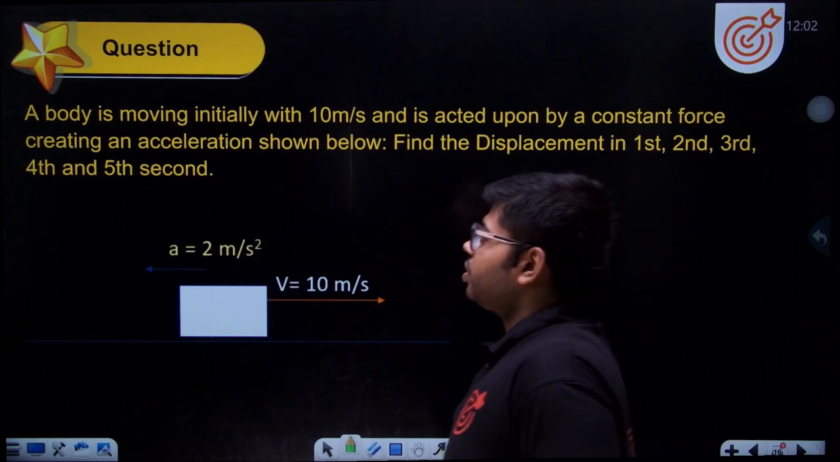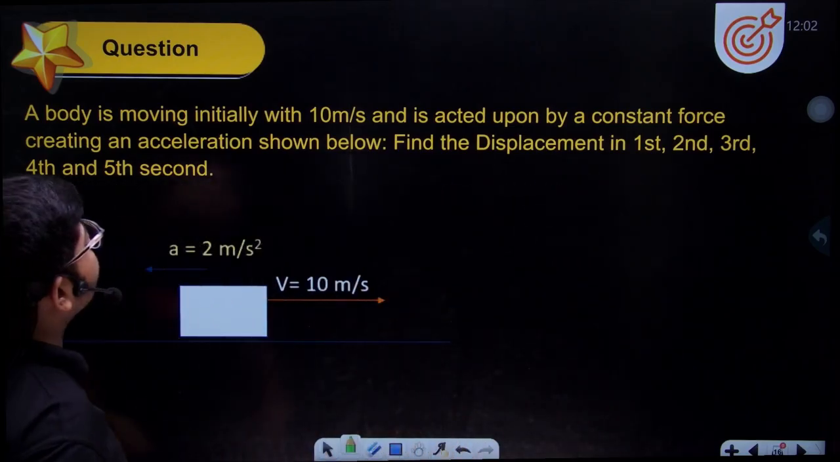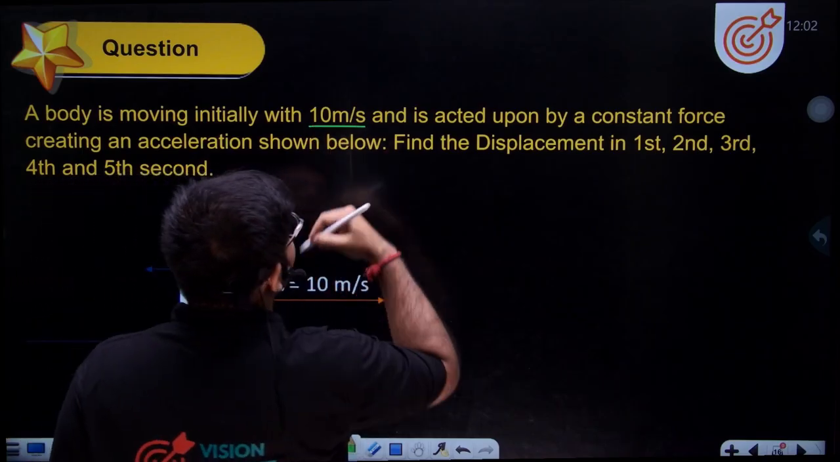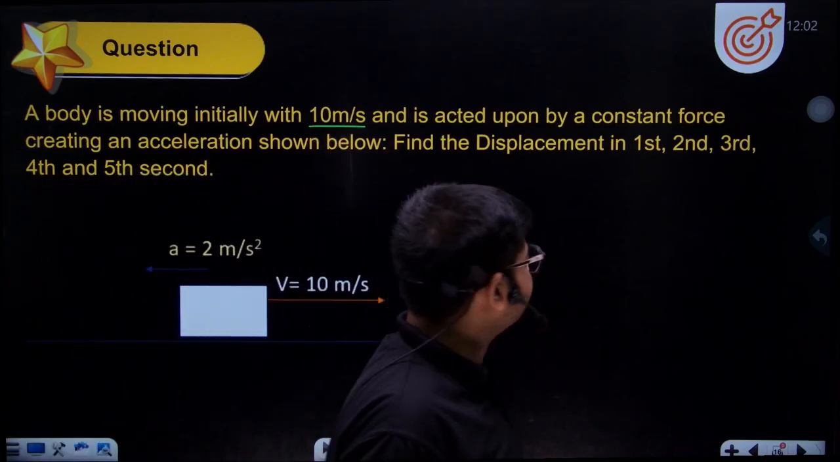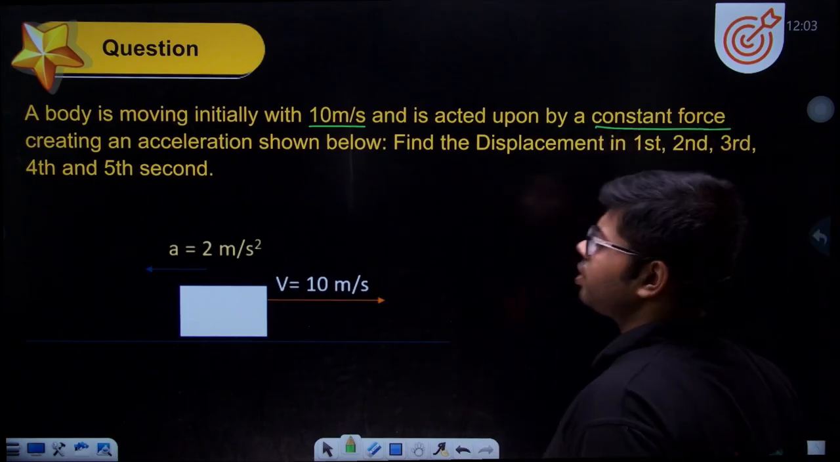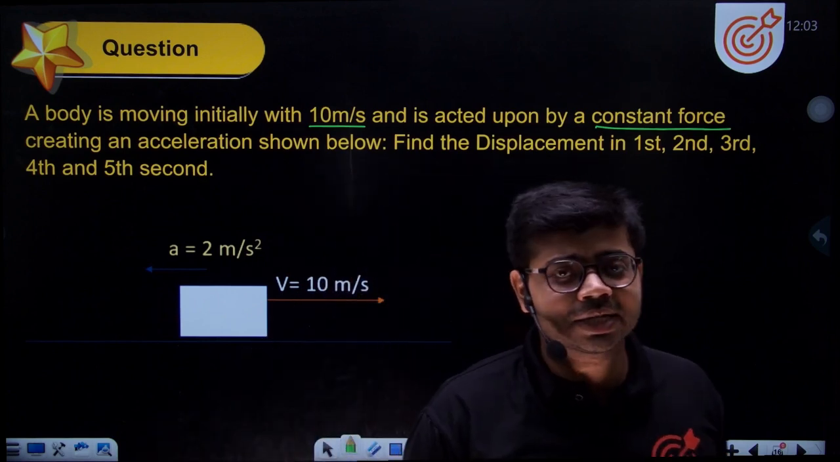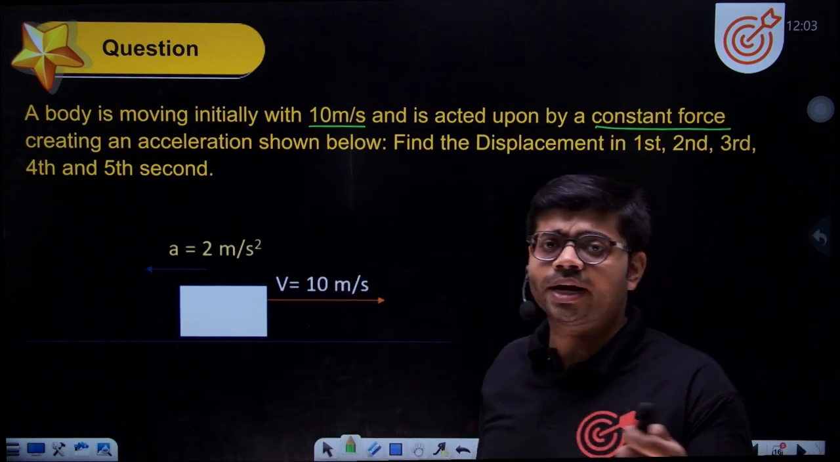ओके, तो यहां पे क्या है, देखिए बॉडी इज मूविंग इनिशियली, सो इनिशियल वेलोसिटी आपका गिवन ही है 10 मीटर पर सेकेंड, इज एक्टेड अपॉन बाय ए कांस्टेंट फोर्स. कांस्टेंट फोर्स का मतलब क्या है जी, हमने बोला अभी, हम लोगों ने डिस्कस किया ना, कांस्टेंट फोर्स का मतलब क्या है, कांस्टेंट एक्सीलरेशन.